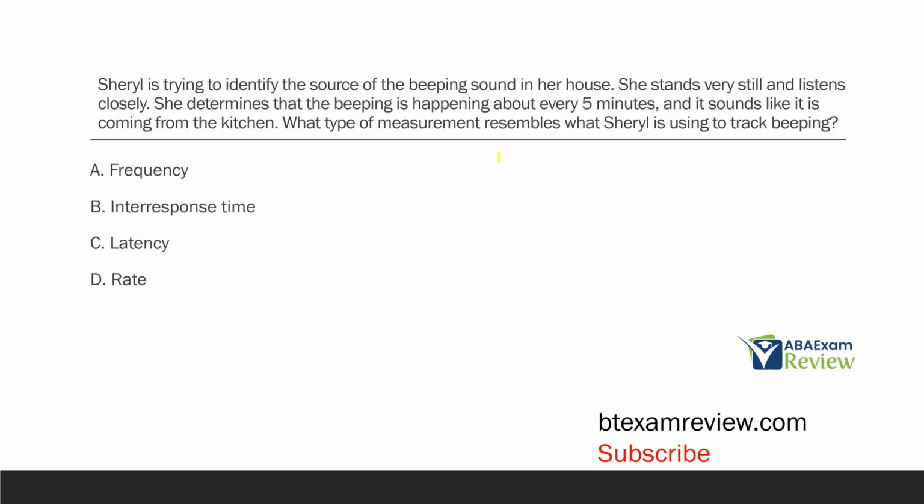So sometimes you might get questions like this where we might not be looking at an actual behavior or response. In this case, we're tracking beeping of something, right? There's just a beeping sound in Cheryl's house. And so we need to identify the measurement and how she's measuring the beeping and what does that measurement resemble. So Cheryl is looking for this beeping. She stands very still and listens, and she determines that the beeping is happening about every 5 minutes. So if this was beep number 1, and then 5 minutes passes, beep number 2, 5 minutes passes, beep number 3, and so on and so forth. She's tracking this, right? She's tracking the 5 minutes. She's tracking time in between beeps.